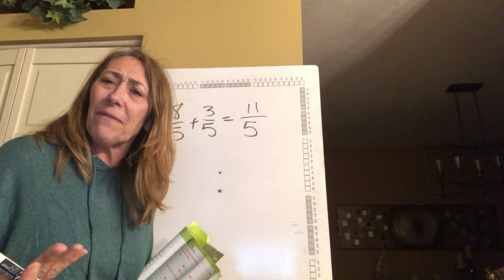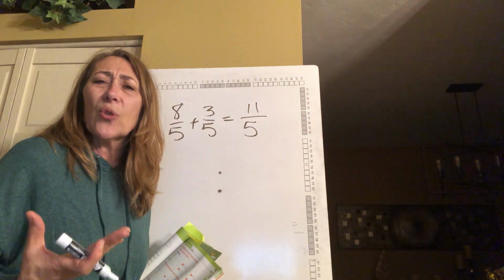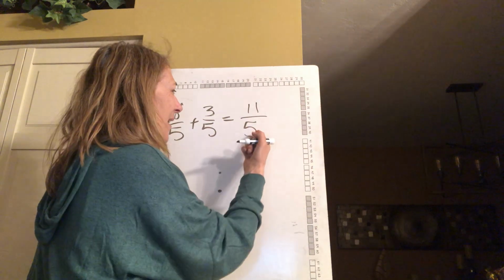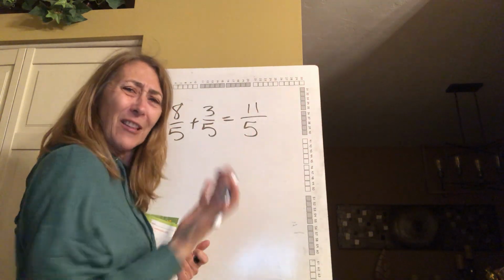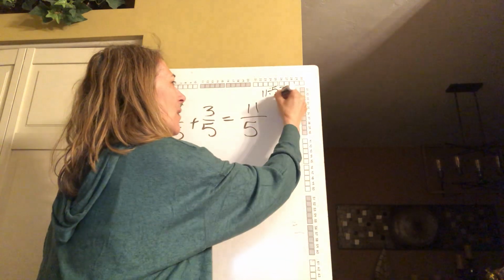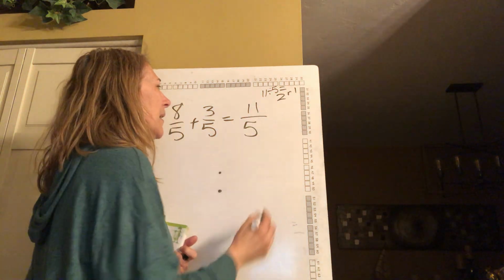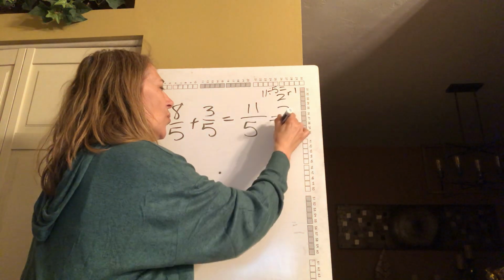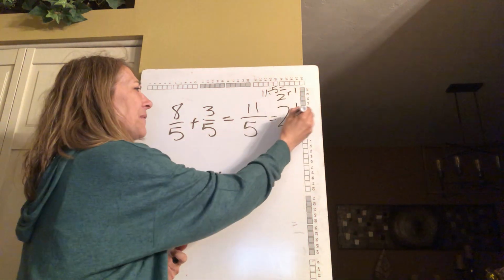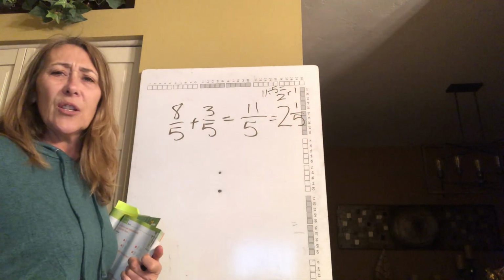I need to simplify that. That means turn that into a mixed number. So how do I do that? 5 pieces for a whole, I have 11. That means 11 divided by 5 equals 2 remainder 1. That means 2 wholes, 1 piece left, and they're fifths. Equals 2 1/5.